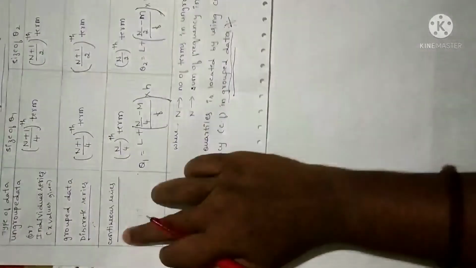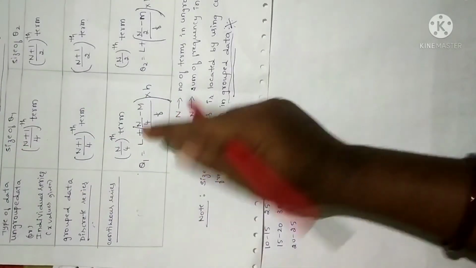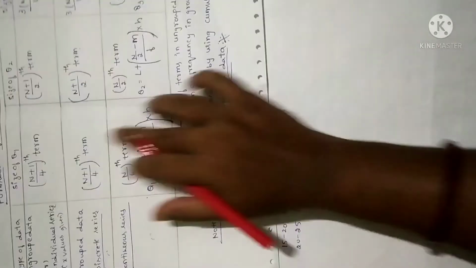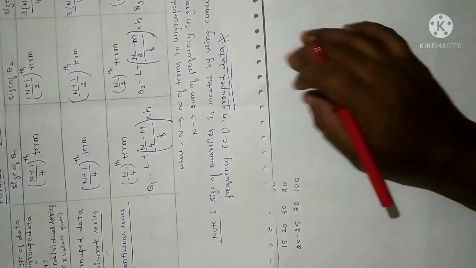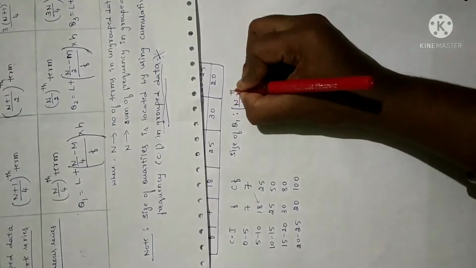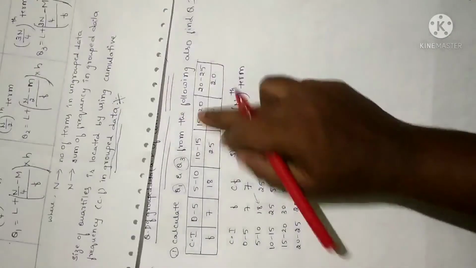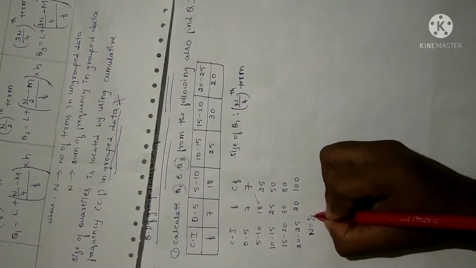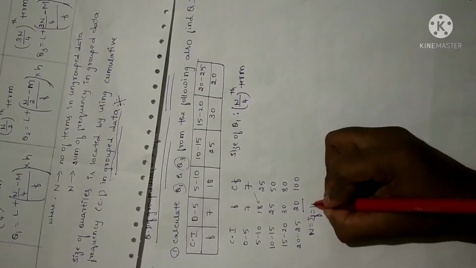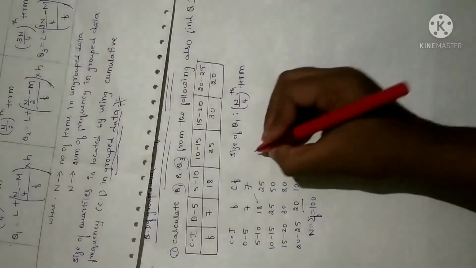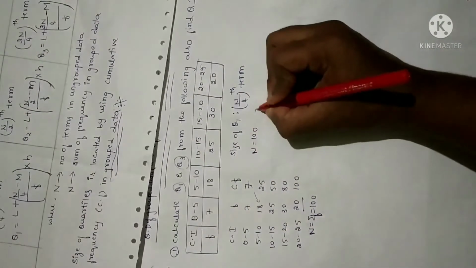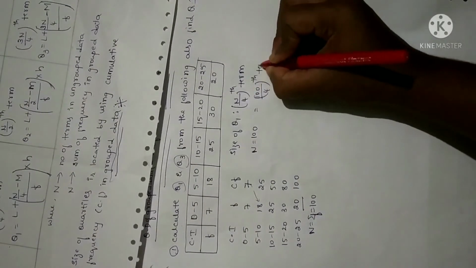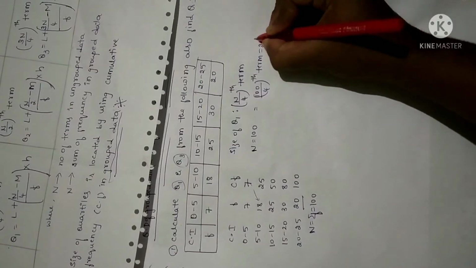Now look here, for a continuous series, size of Q1 is given by n by 4th term. So I'll write here n by 4th term. Whether it is continuous or discrete, it is grouped data, so we have to find the n value by adding all the frequencies. You add all the values of the frequency column and you get 100. So n value is 100. Now size of Q1 will be 100 divided by 4th term, so you will get it as 25th term.